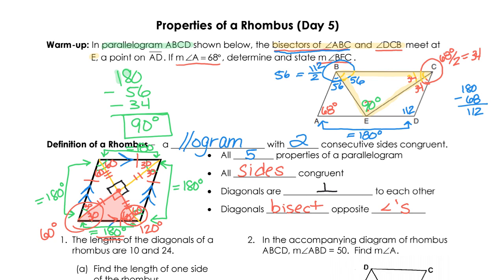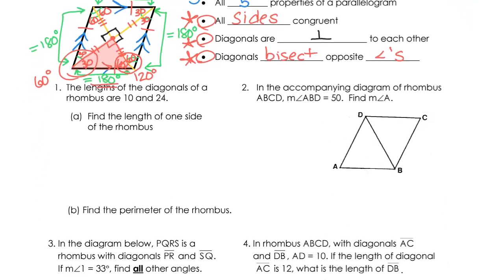So a rhombus actually has three more properties than the parallelogram. These three we have to focus on when we do the rhombus. All sides equal. Diagonals are perpendicular, so right angles in the middle, and then the diagonals split those angles in the rhombus in half. They bisect them.